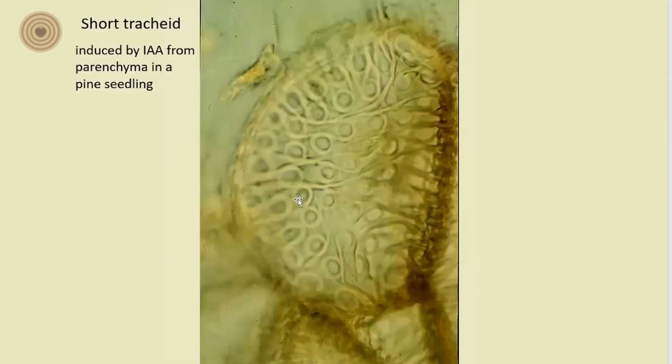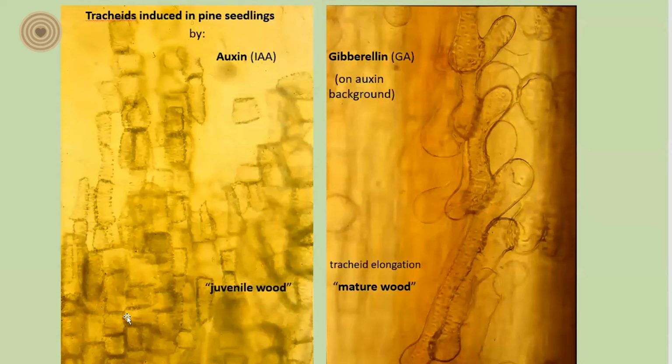And in this photo, you can see short tracheids that were induced from parenchyma cells, with lignified secondary wall thickenings. At low magnification, you see that auxin by itself induces many short tracheids from parenchyma cells in the pine.